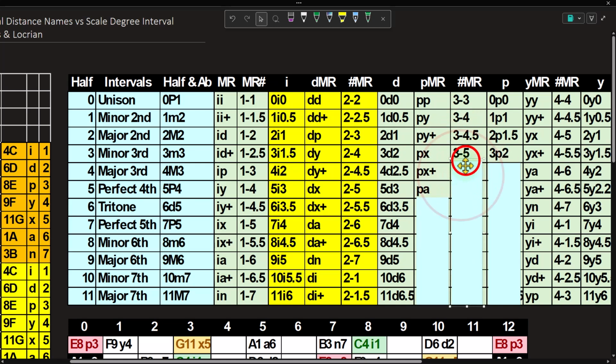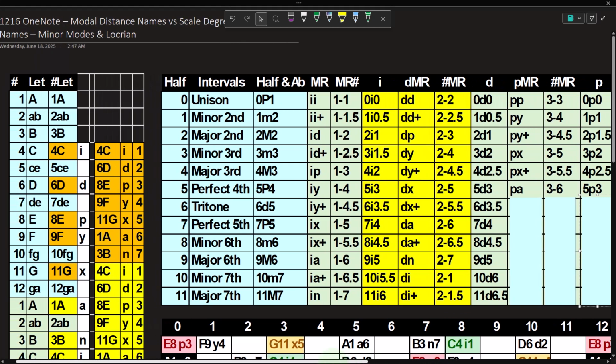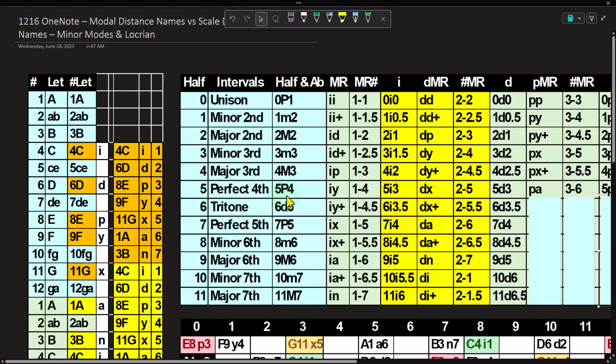The PA modal range, going from the Phrygian continent to the Aeolian continent, a 3-6 modal range. What's the distance? It's a 5 node away from the Phrygian node, 3rd modal half step, which would be the 4th scale degree. So it's a 5 node away, perfect 4th. But again, the 5 is the thing that's important, not the perfect. So that's the one that tells you that it's in the major scale. The 5 does, not the P, right?